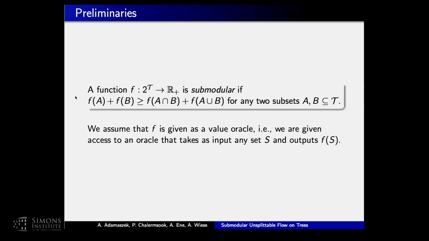And just a reminder for people who haven't been here at the previous talk, a function is submodular if it satisfies the following inequality for every two sets A and B: F(A) plus F(B) is at least F(A intersection B) plus F(A union B). And we assume that the function is given as a value oracle. That is, we can ask what is the value of the function for a given subset, and we get the answer.